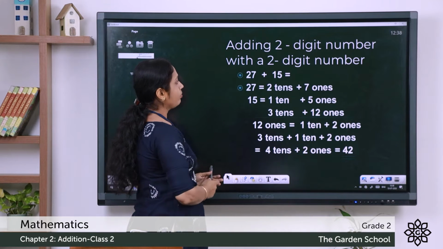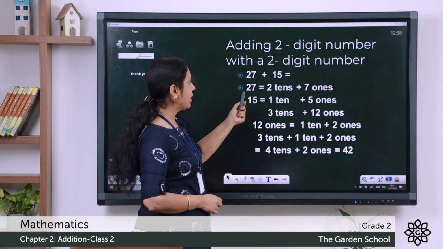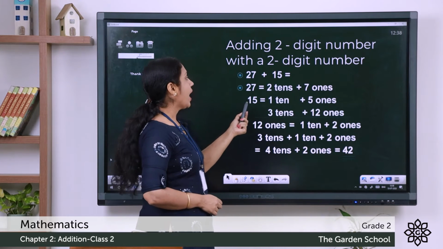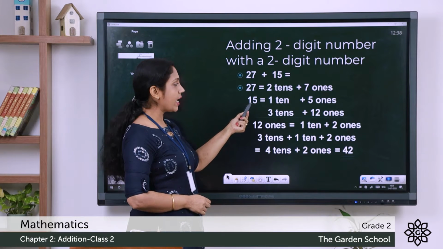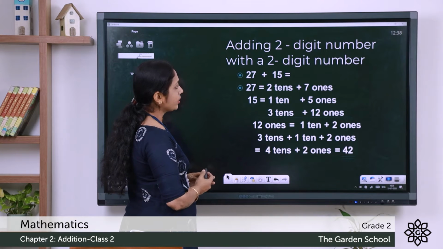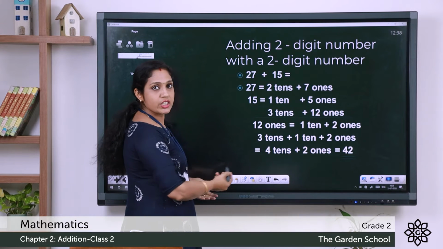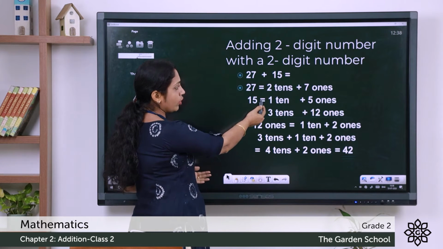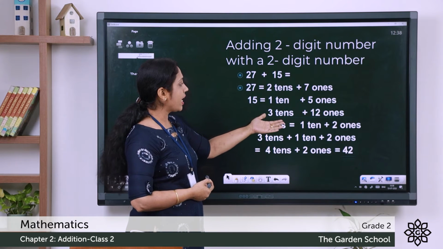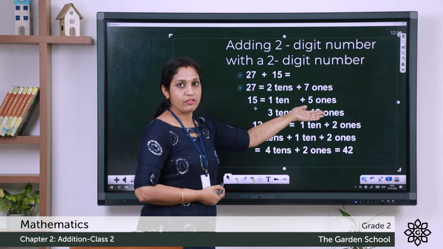So 27 means 2 tens plus 7 ones, that we have written here. And the next number 15, we write it as 1 ten plus 5 ones. And we are going to add this. First we will add the ones. 7 plus 5, we get 12 ones. Next we are moving on to the tens place. 2 plus 1, we get 3 tens. So this is the answer when we add 27 plus 15: 3 tens plus 12 ones.